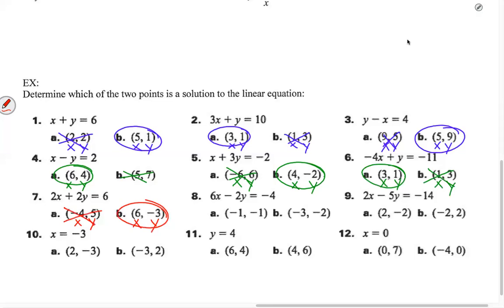Jules, what comes first, X or Y? Which one are we on? 8. What comes first, X or Y? X. Very good. So we're going to label our point X, Y, X, Y.